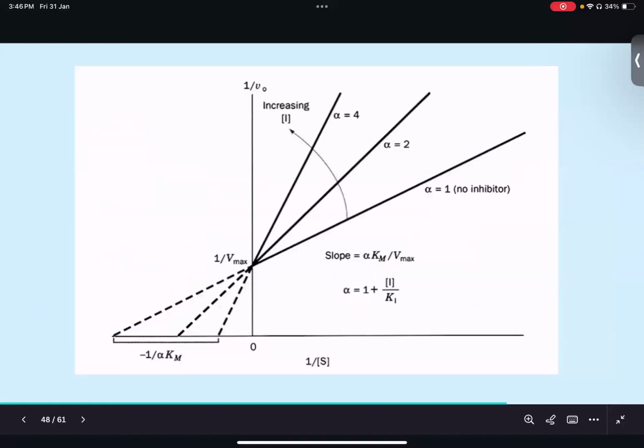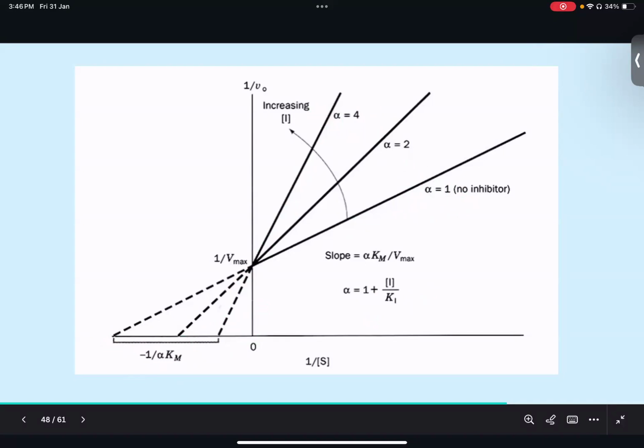You can see here, as we said, it decreases the affinity of the enzyme to the substrate. So what will happen? The Km will increase. When Km increases, what will happen? Decrease in affinity. This graph shows you that when we increase the amount of competitive inhibitor, the Km increases, okay.